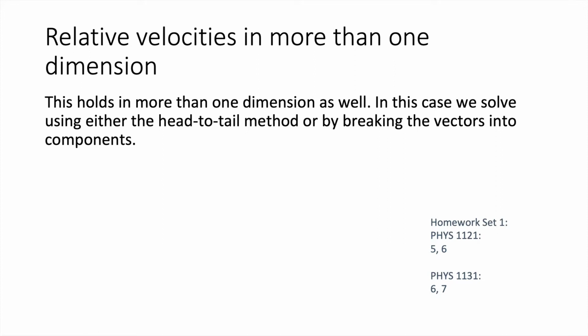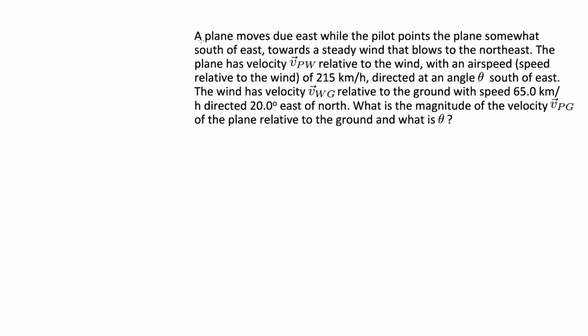Okay, in this problem we have a plane that moves due east. Just because it says due east, that means it's relative to the ground. Let's draw the ground's reference frame here. This is the ground, and our plane is moving east. This here is the velocity of the plane relative to the ground. It says the pilot points the plane somewhat south of east towards a steady wind that blows to the northeast. So the wind is blowing in this direction.